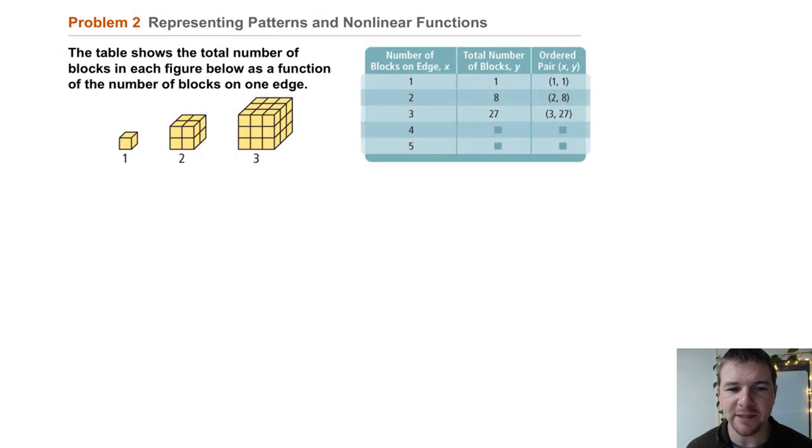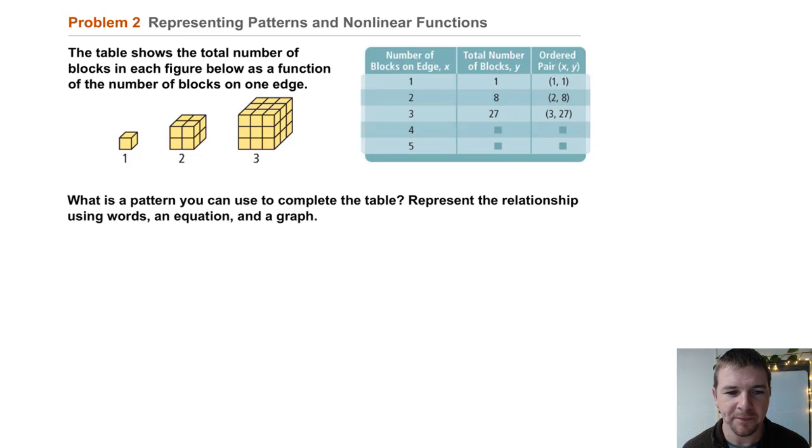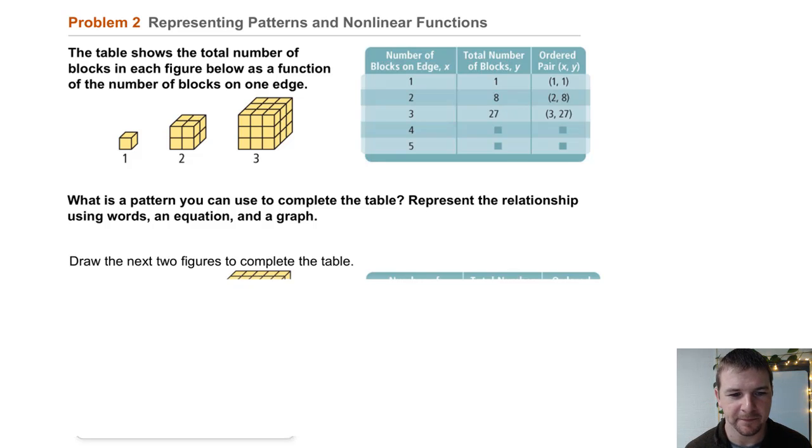Problem 2, representing patterns and nonlinear functions. The table shows the total number of blocks in each figure below as a function of the number of blocks on one edge. What is a pattern you can use to complete the table? Represent the relationship using words, an equation, and a graph.